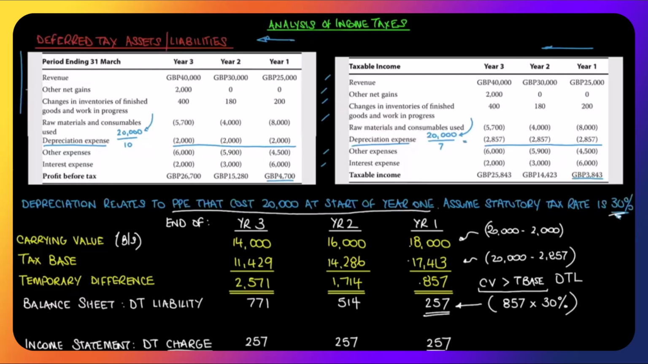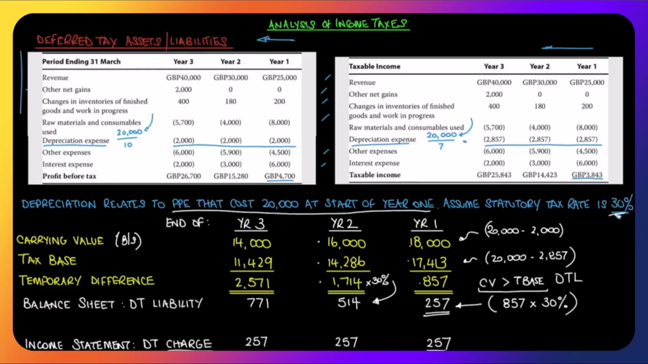Carrying value in the balance sheet, we've now got 2 years of depreciation, so 20,000 less 4,000 will give you the 16,000. The tax base, 20,000 less 2 years of 2,857, 14,286. Cumulative temporary difference, 1,714. Multiply that 1,714 by 30%. Our DTL is now 514 on the balance sheet. I have a deferred tax liability of 514. That's the extra amount I'm going to have to pay in the future.